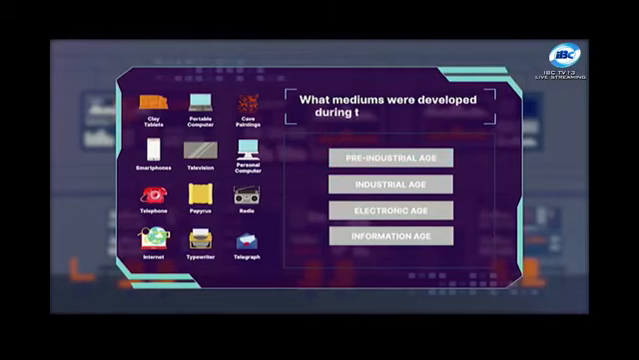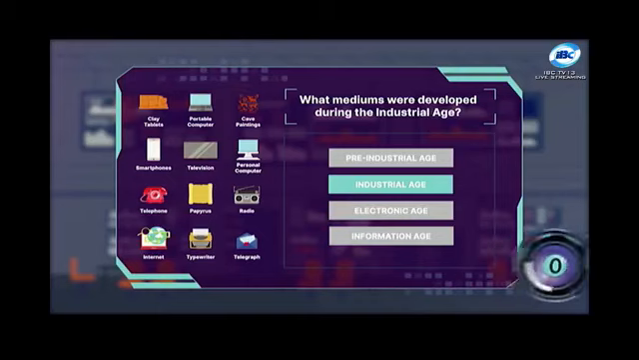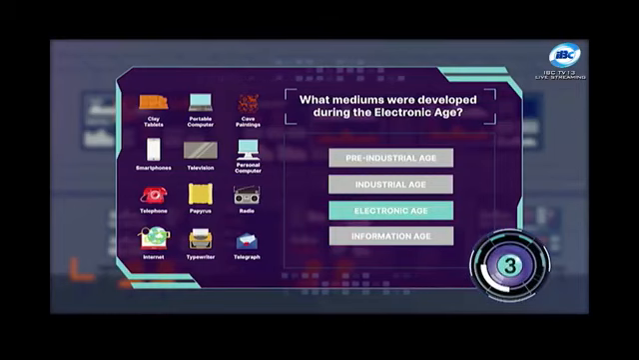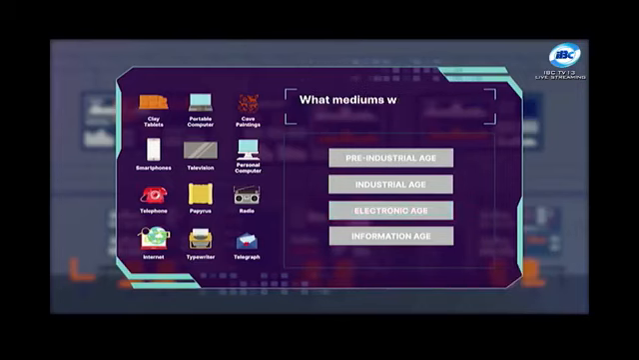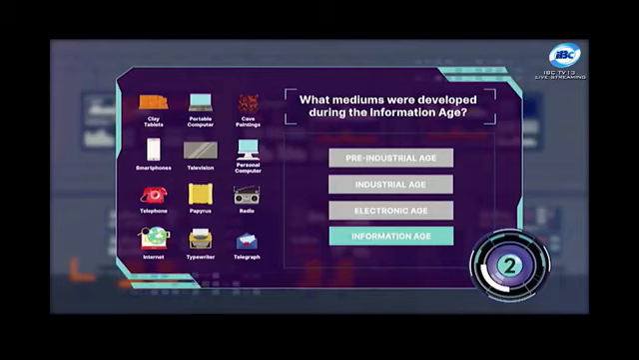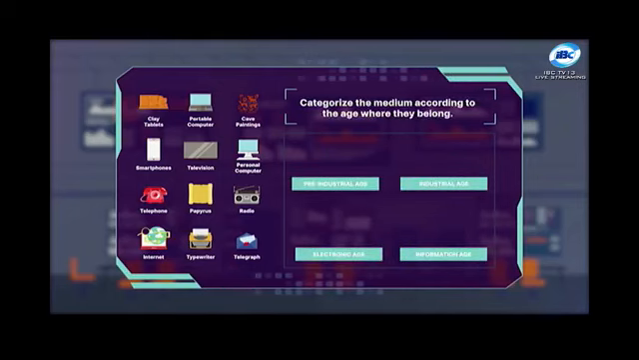What mediums were developed during the industrial age? What about the mediums developed during the electronic age? Finally, what were the mediums developed during the information age? Let's find out if you have categorized each item correctly.